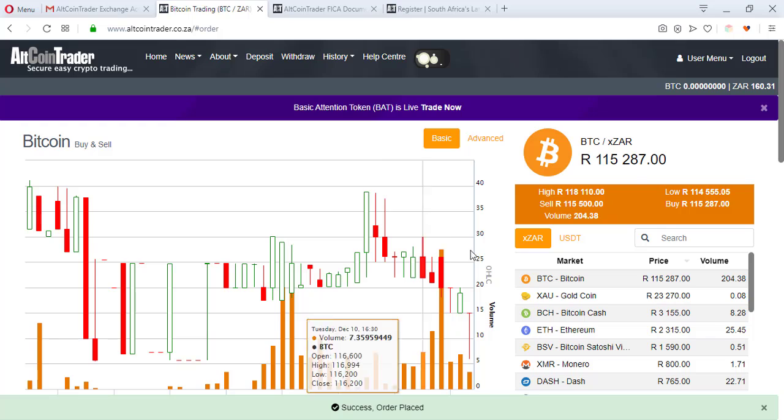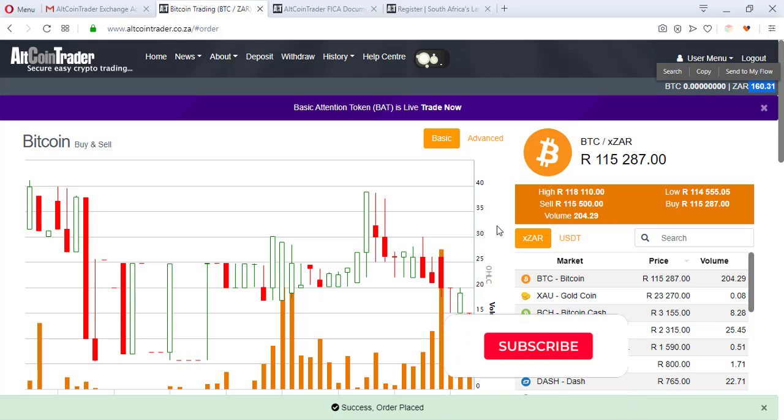Now if I go on top, you can see that I no longer have Bitcoins in my wallet, but now I have rands, 160 rand 31 cents, right? And congrats, you have just made your first Bitcoin sell. You have sold your Bitcoin and you've gotten rands. Okay, so what if now you want to withdraw these rands and put them into your bank account?